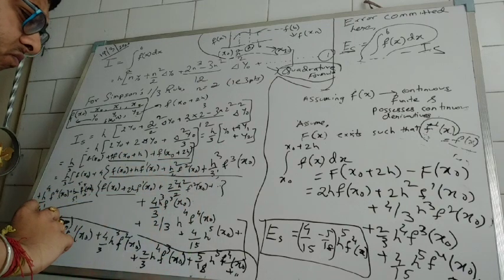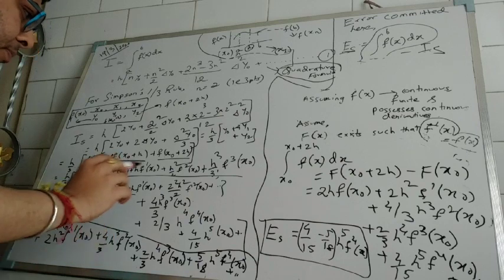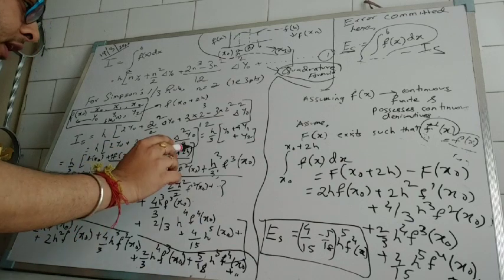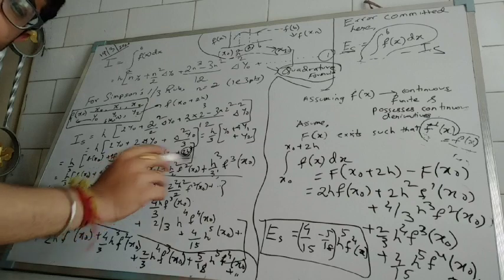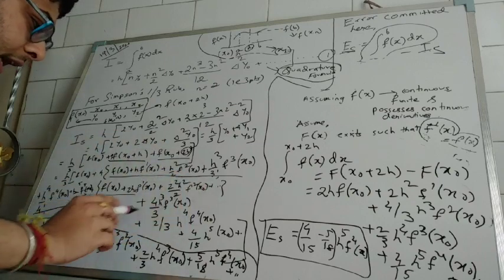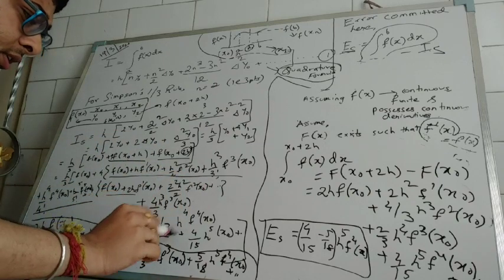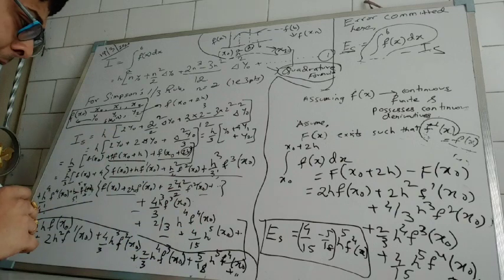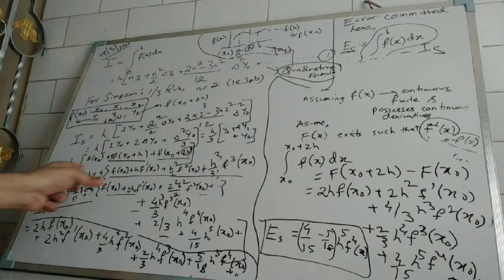So instead of h, we just put 2h in the Taylor series. You will get this one, and if you simplify this, you will get these terms. So in total we are getting this.